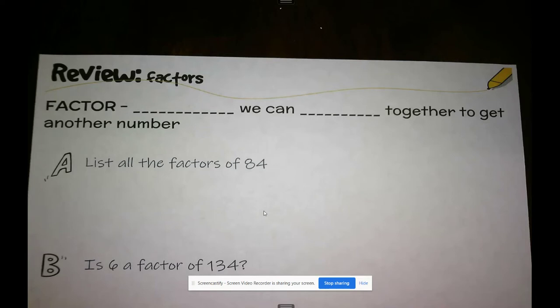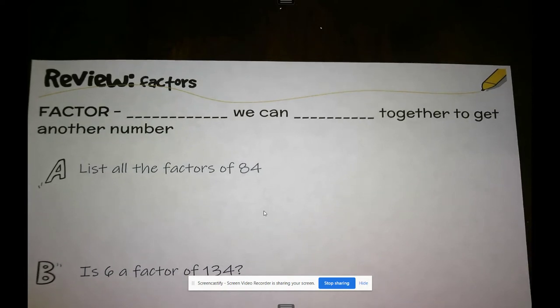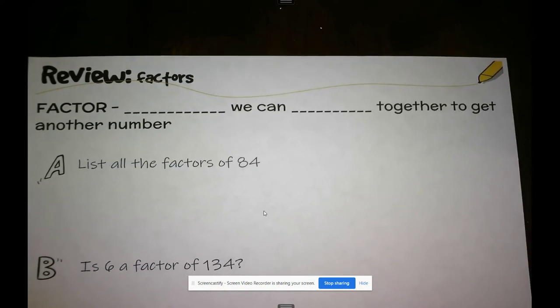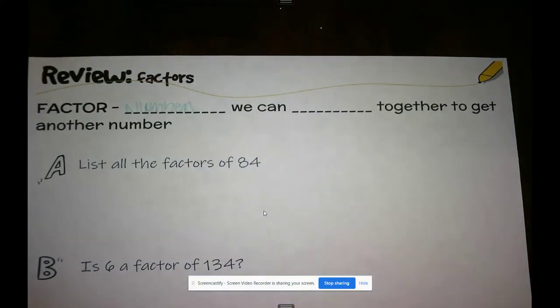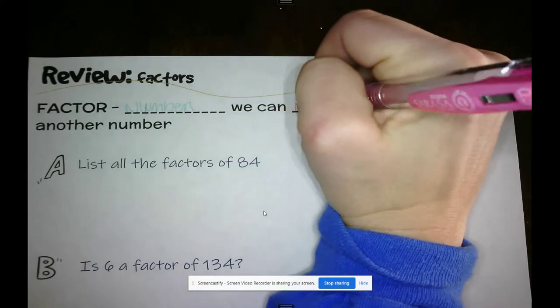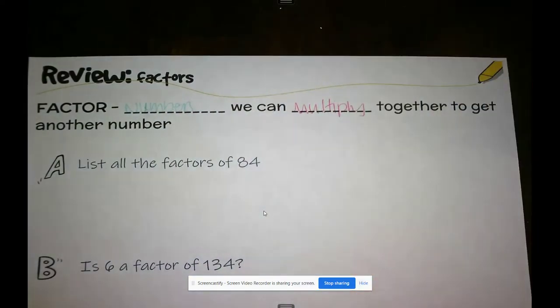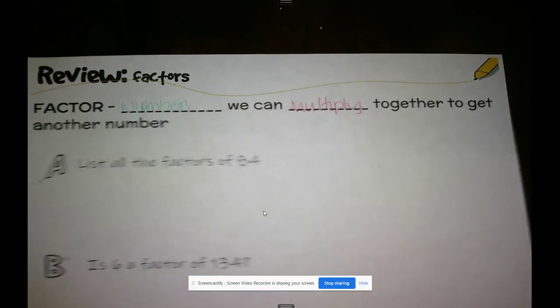We have been talking a lot about factors, so let's do a review of what factors are. This is stuff that we learned a long time ago, but it's good to get a refresher. So what's the definition of factors? Factors are the numbers that we can multiply together to get another number.